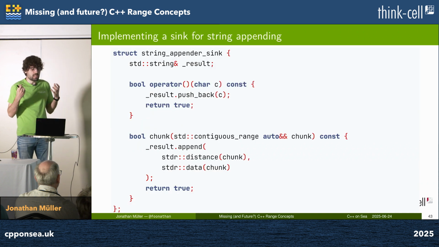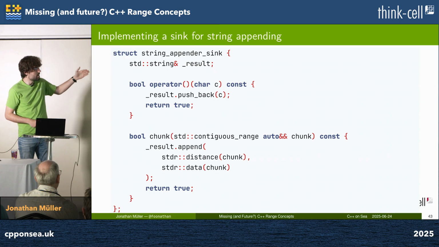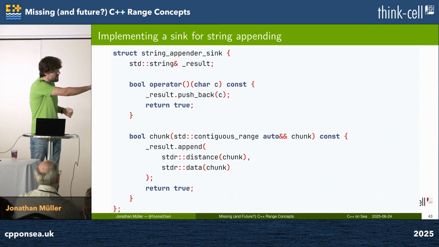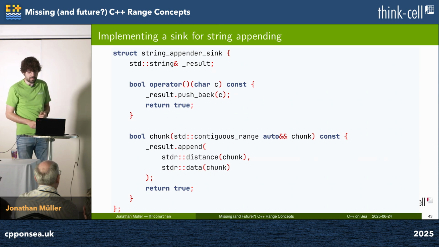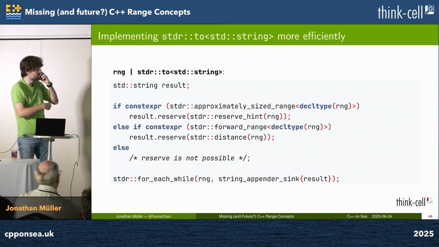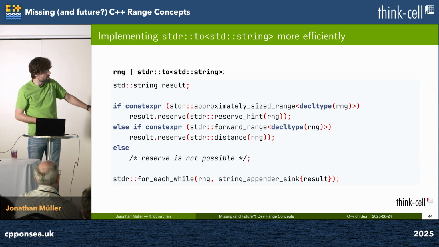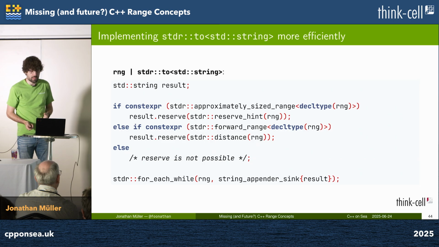So we can implement a special sink for string appending. If it only gets a single character, it just calls push_back. But if it takes an entire contiguous range as a chunk, we can call append on this contiguous chunk. And then if we change our ranges to implementation to use for each while with the string appender, we get this optimization essentially for free.